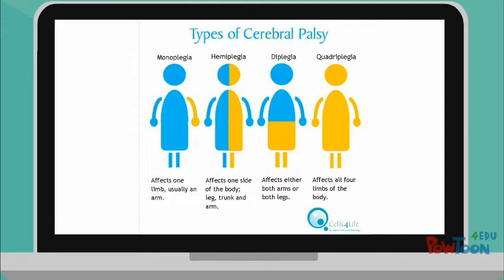There are different types of cerebral palsy. Monoplegia affects one limb, usually an arm. Hemiplegia affects one side of the body. Diplegia affects either both arms or both legs, and quadriplegia affects all four limbs of the body.